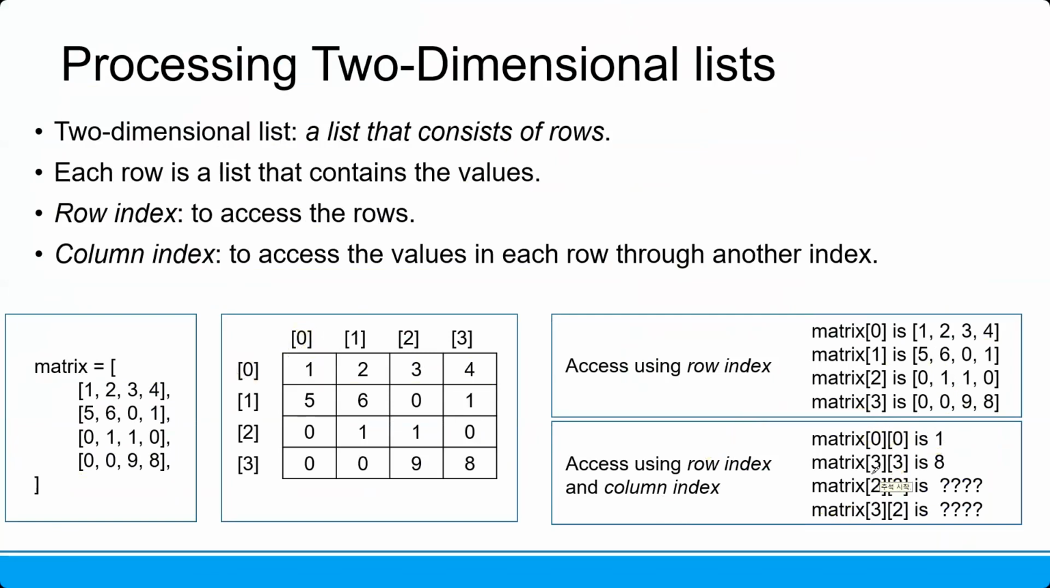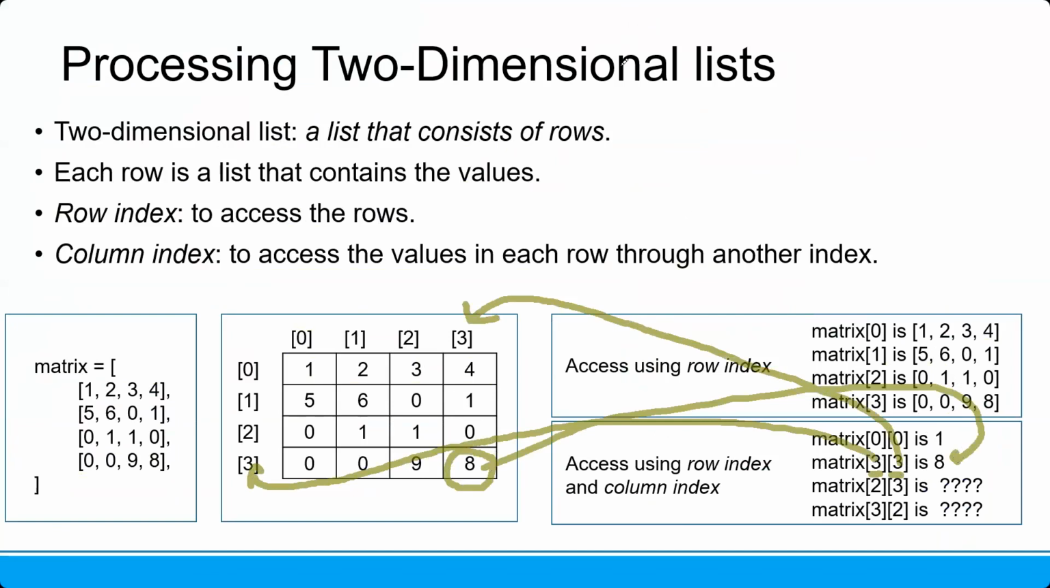Now I'm trying to access the row index 3 and column index 3. So what is the value? So this is row index 3 and the column index 3. Then the result is 8.